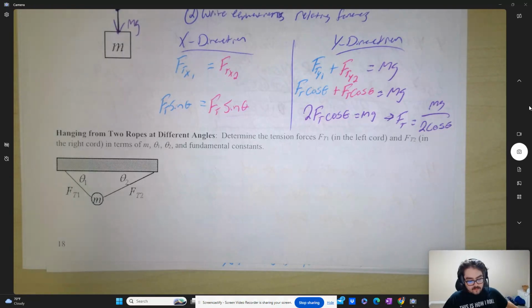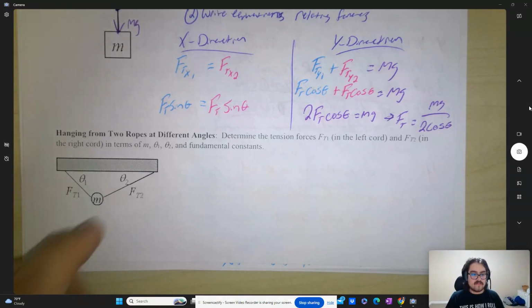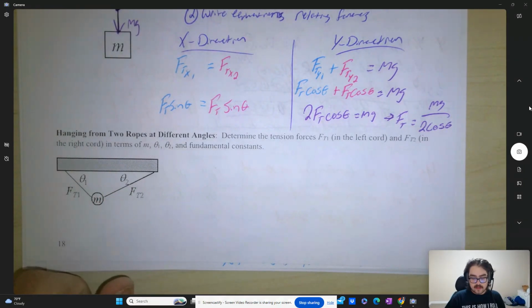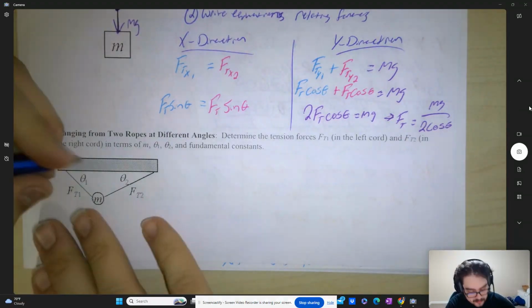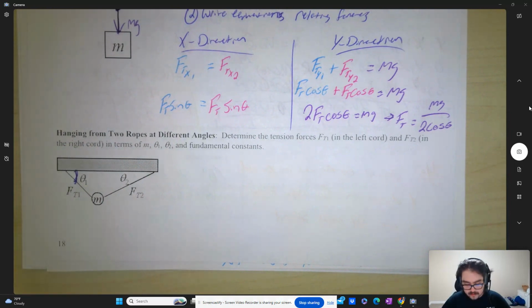Next, hanging from ropes at two different angles. So if you have one rope that's at some angle theta 2, and then another one that's at theta 1, these are the angles that we're looking at.